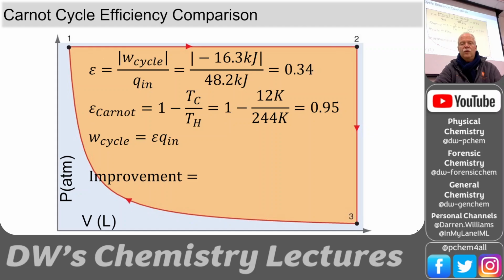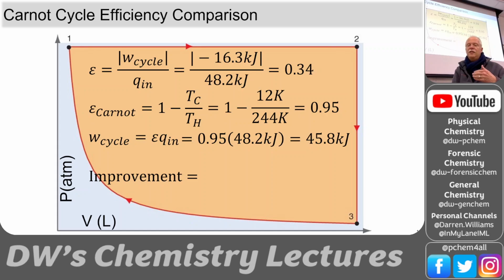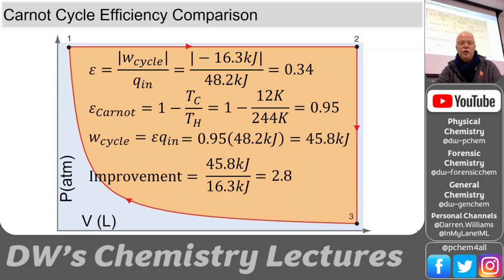And so the work that comes out of that cycle is the efficiency times the heat in. So if we put in 48 kilojoules, we should have been able to get 45 kilojoules out of this. So how much improvement would there be in our cycle with our temperatures, which we're already capable of achieving? We have 12 Kelvin and 243 Kelvin. We should be able to get 2.8, or 280% improvement, if we were able to make this a Carnot cycle. So we'll look at that in the future. What is a Carnot cycle?